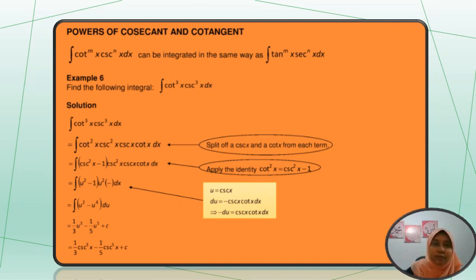Okay, next we look at how to integrate the function in terms of cosecant and cotangent, the power of cosecant and cotangent. Cotangent and cosecant x can be integrated in the same way as tangent and secant x. We follow the techniques of tangent and secant x. So n is the even number and m is the odd number.